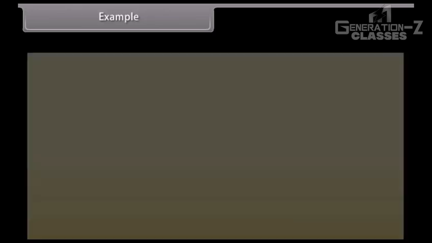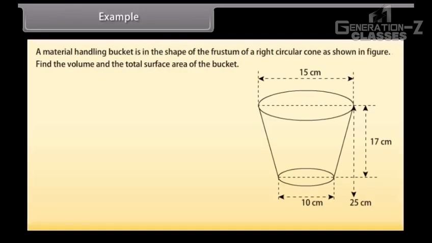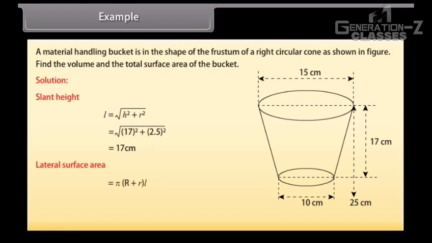Example. A material handling bucket is in the shape of the frustum of a right circular cone as shown in the figure. Find the volume and the total surface area of the bucket. Solution. We know that slant height L is equal to under root h square plus r square. Therefore, we get slant height is equal to 17 centimeter. Also, lateral surface area is equal to. Substituting the values, we get lateral surface area equal to 670 square centimeter.